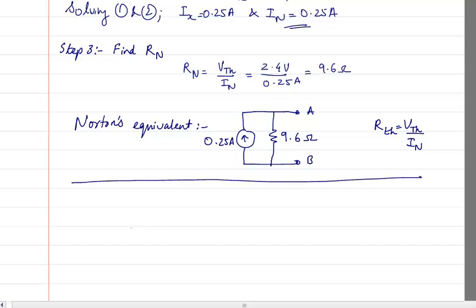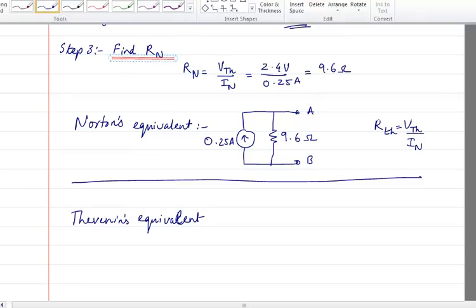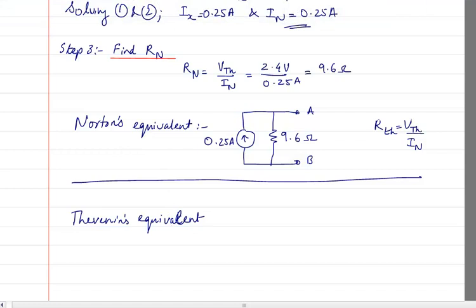If this was not Norton's equivalent, if I had to find out the Thevenin's equivalent, all the steps would have been the same, no change other than the last step, step 3. That last step will only change. In step 3, find, instead of Rn, I will write Rth.